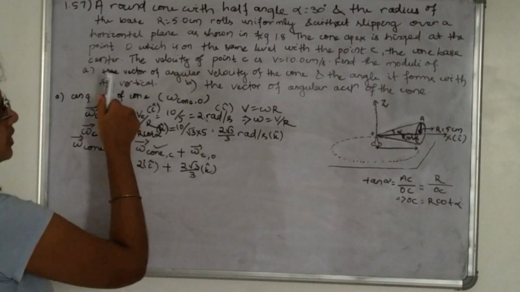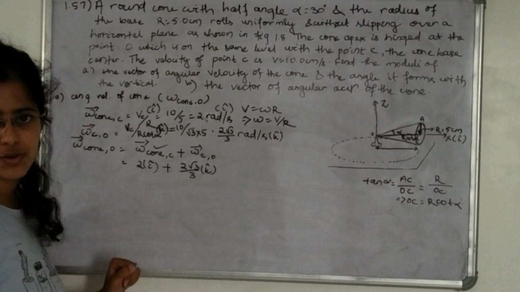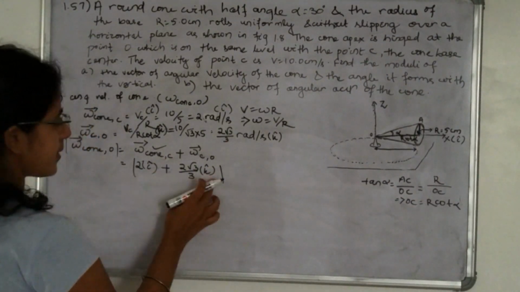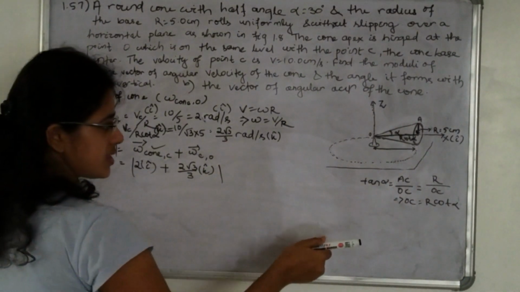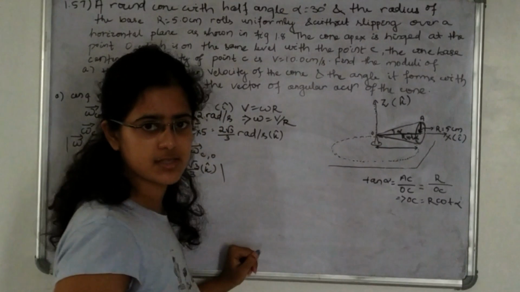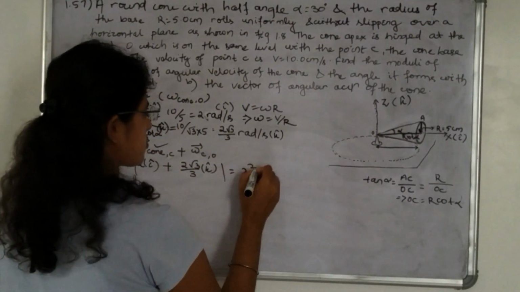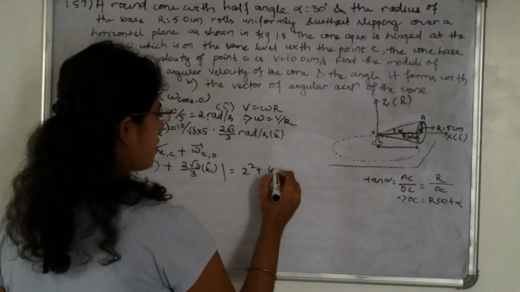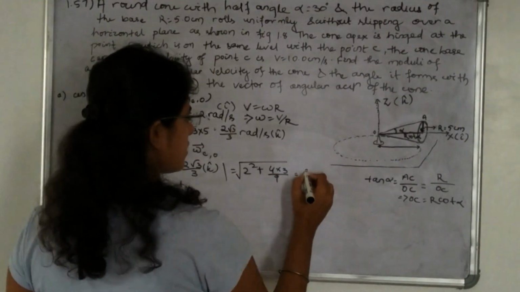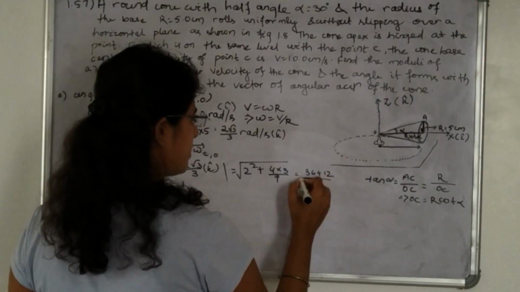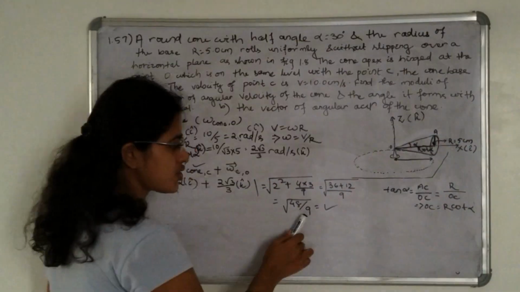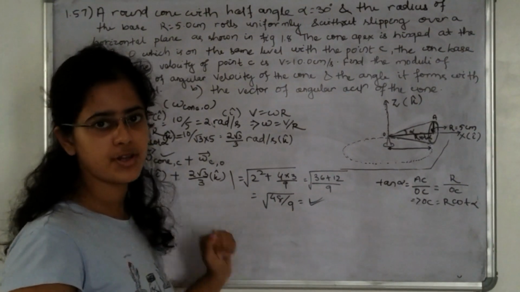Now we have to derive the modulus of the angular velocity vector of the cone. I cap and K cap are mutually perpendicular. I cap is along this direction. K cap is the unit vector along the Z axis, so this is along this direction. So the modulus is how much? Square root of 2 square plus 4 into 3 divided by 9, that means 36 plus 12 divided by 9, all under root. So you can derive it now. What is the value of the modulus of angular velocity?